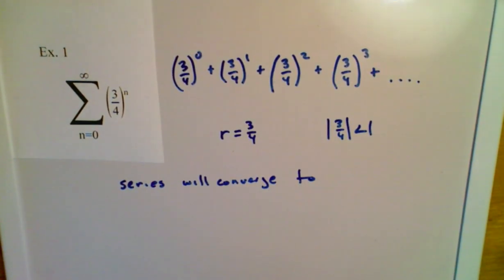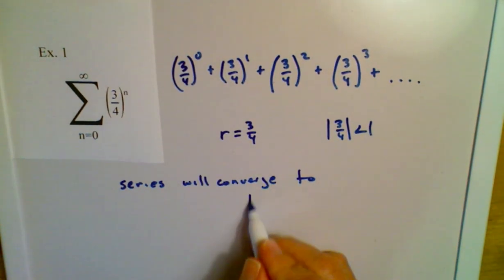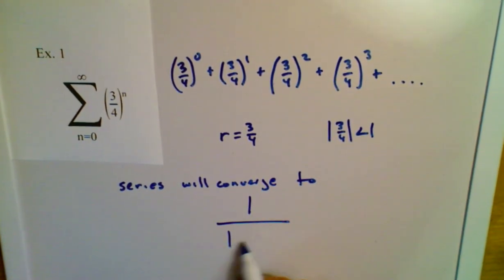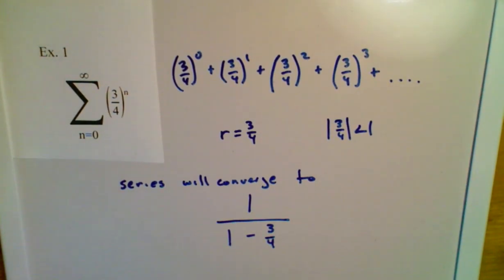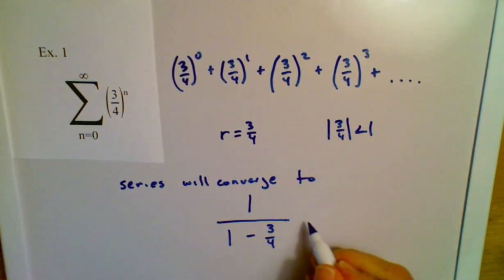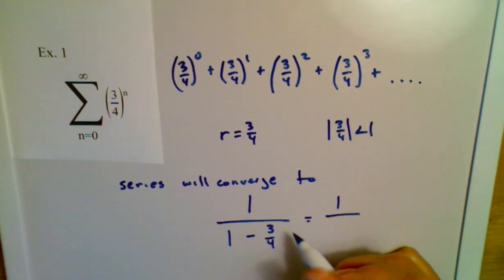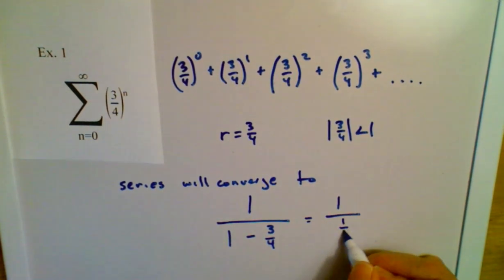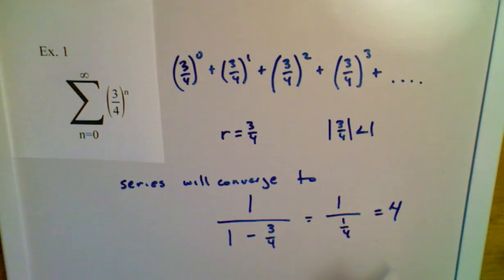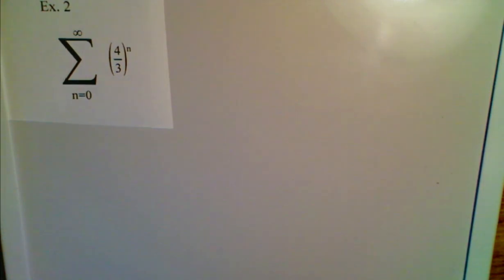This series will converge to my first term, which is 3/4 to the 0, which is 1, divided by 1 minus my common ratio. Now, you can leave things like that, or you might want to simplify. You'd have 1 divided by 4/4 minus 3/4, and that's just 1/4. So this sum is equal to 4. Pretty cool. Let's take a look at our next example.